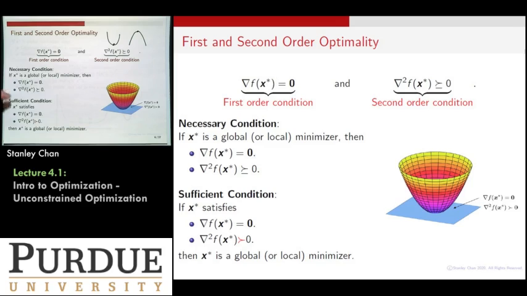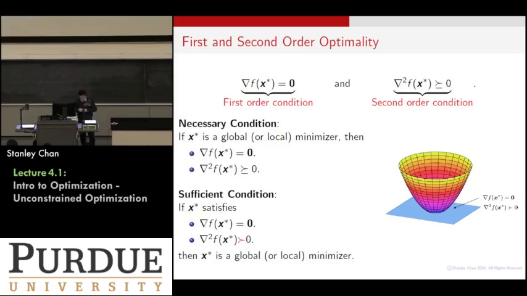Now, the 2 conditions are not the same. The reason that they're not the same is that one says that if you're already a minimizer, then you need to satisfy these 2. The sufficient condition says that if you satisfy these 2, then you will become a global minimizer. All right, so the sufficiency is really for you to check whether a point is a minimum or not.